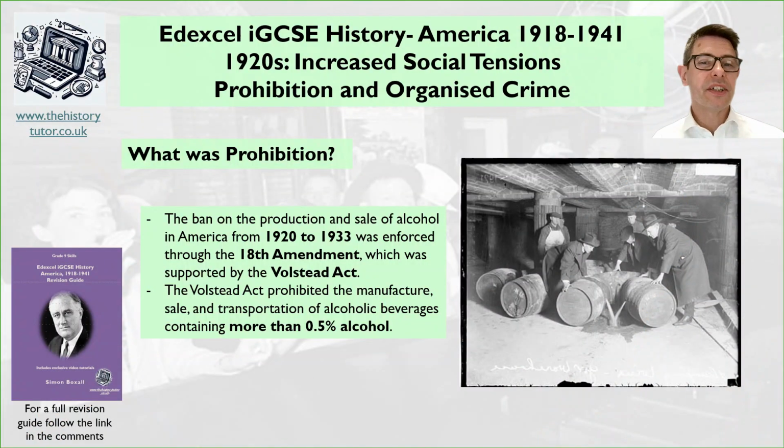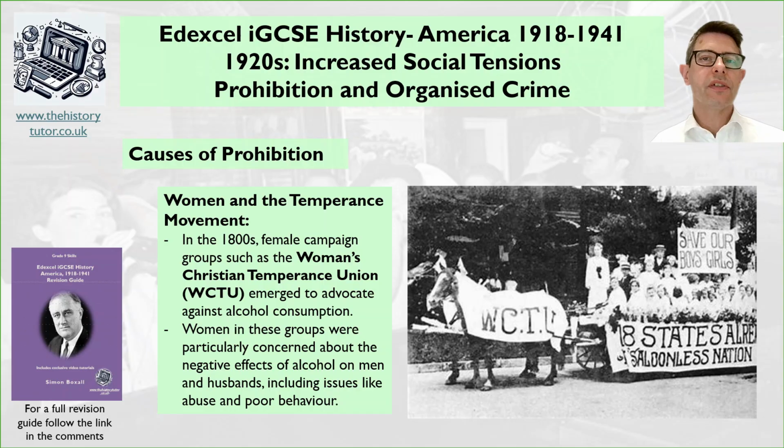Okay, let's start with prohibition then. So this was the ban on the production and sale of alcohol in America from 1920 to 1933. So the law was the 18th Amendment and was supported by the Volstead Act that banned drinks with more than 0.5% of alcohol. What were some of the causes of prohibition then?